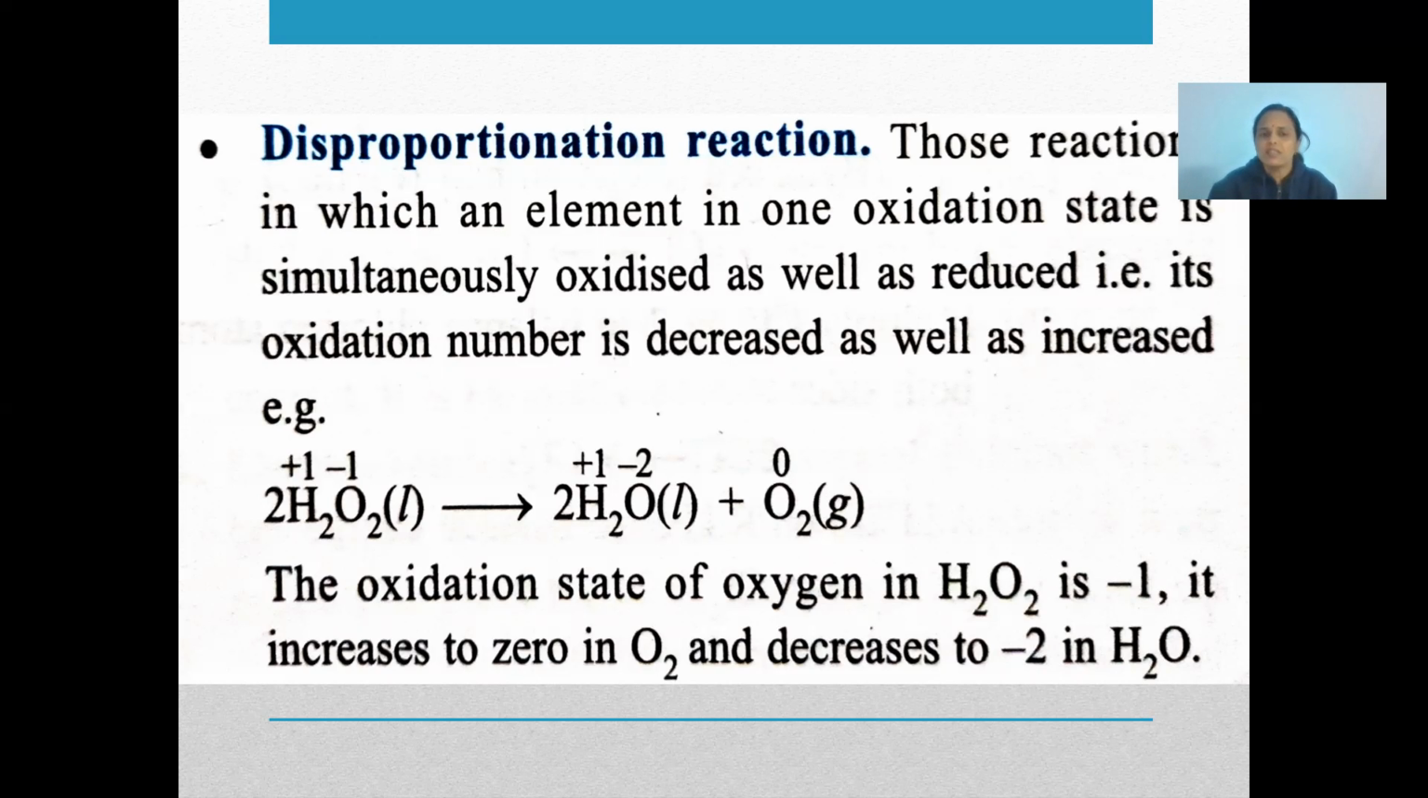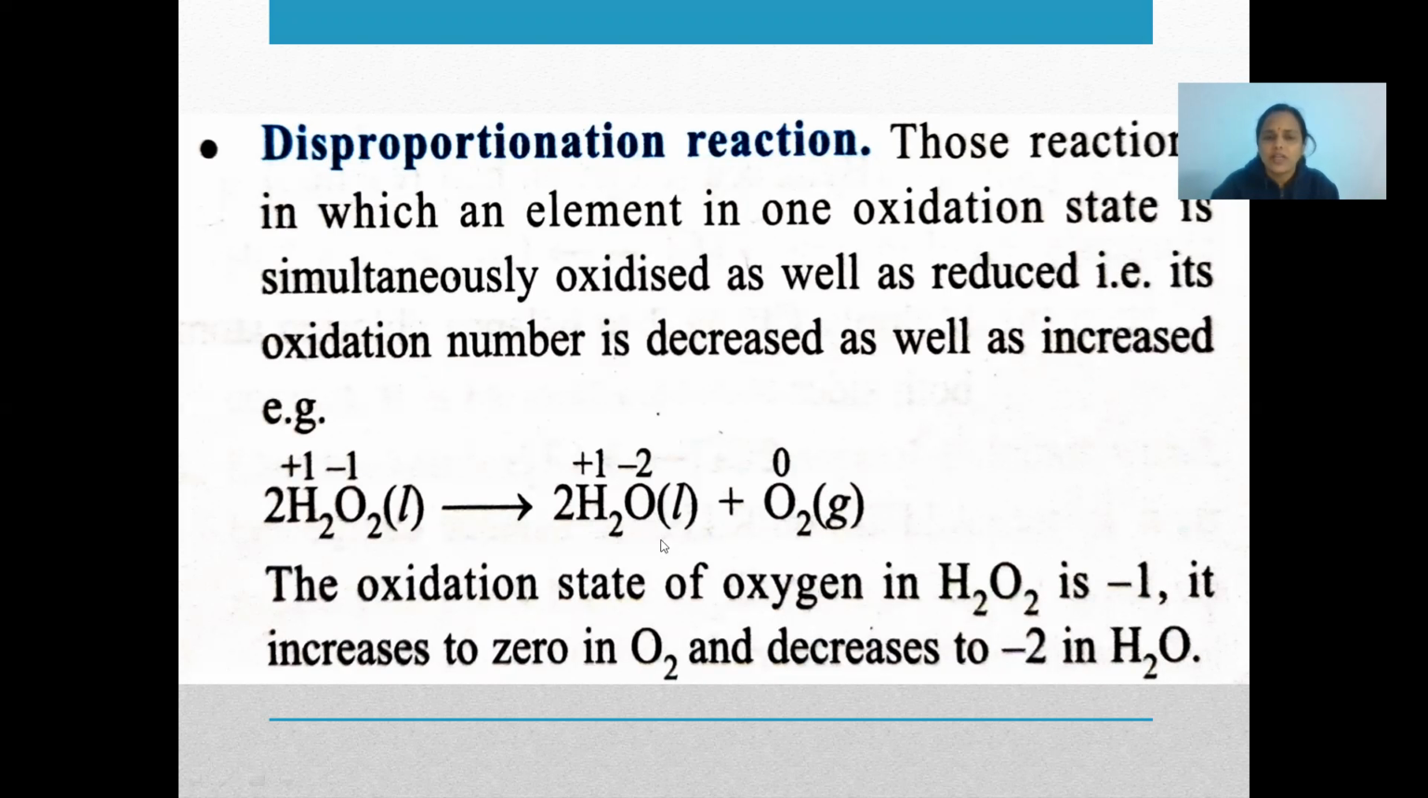disproportionation reactions. A simple example I would like to explain here is hydrogen peroxide going to H2O plus O2: 2H2O2 gives 2H2O plus O2. In this reaction, look at the oxidation state of oxygen in H2O2. Since it is present in peroxide state, it is present here in -1 state. And in H2O, it goes to -2 state.